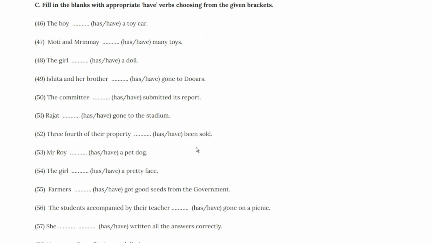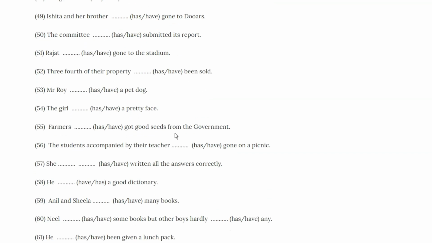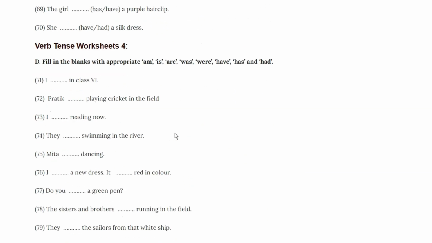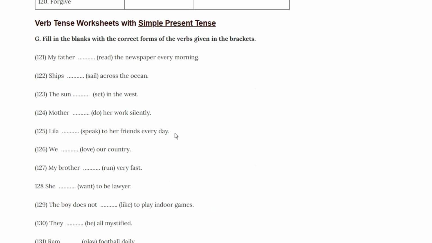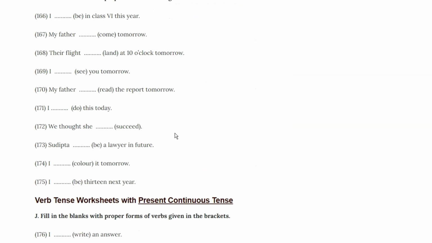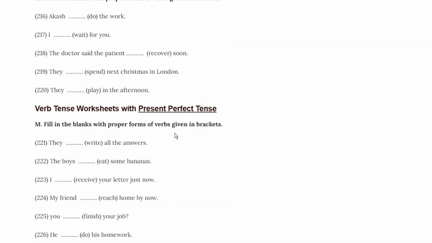In the third worksheet, fill in the blanks with appropriate have verbs choosing from the given brackets. The girl dash (has, have) a doll. The answer will be: the girl has a doll. Now do the rest of these worksheets and verify the answers yourselves.